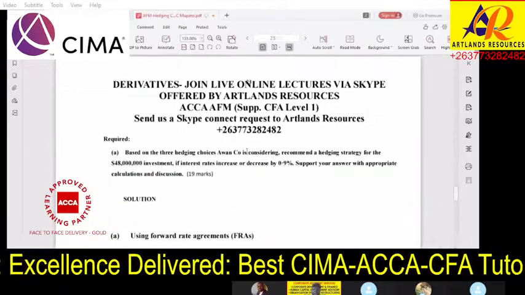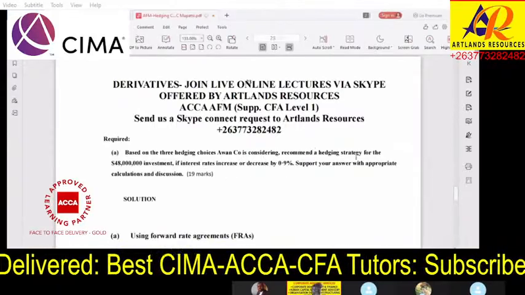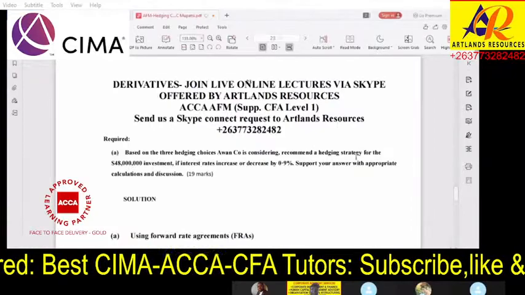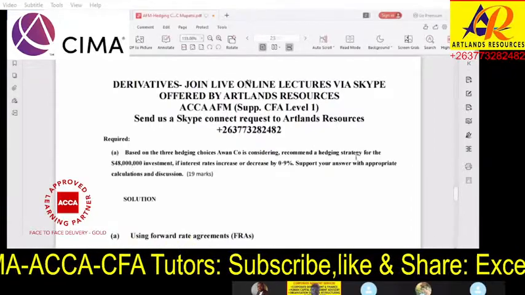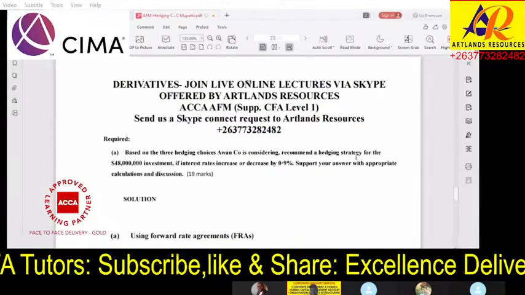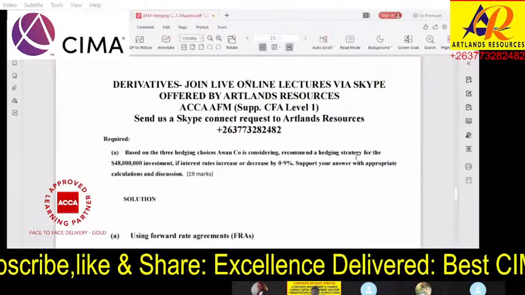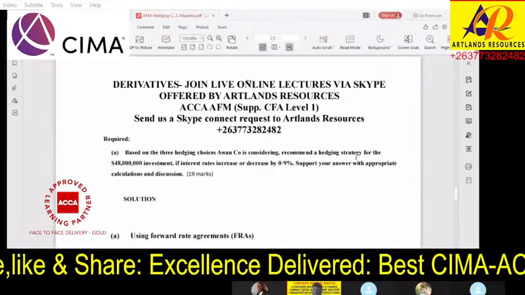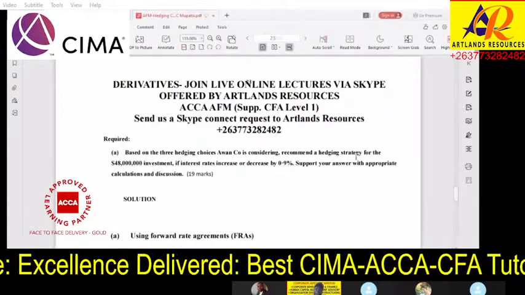Required. Imagine the marks allocated. Just imagine the marks allocated. 19 marks. It's a complete question. Based on the 3 hedging choices one company is considering, recommend a hedging strategy for 48 million investment if interest rates increase by 0.9%. Support your answer with appropriate calculation.